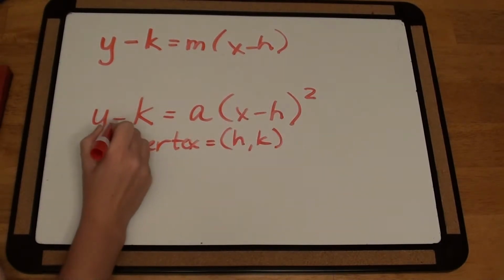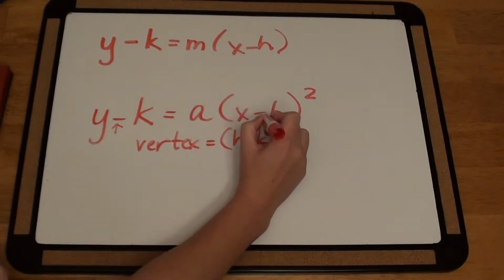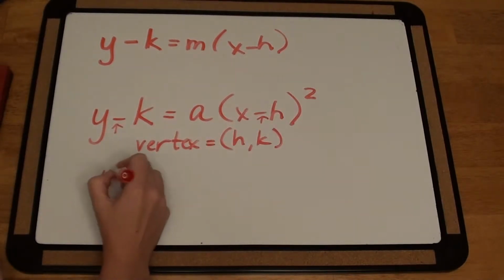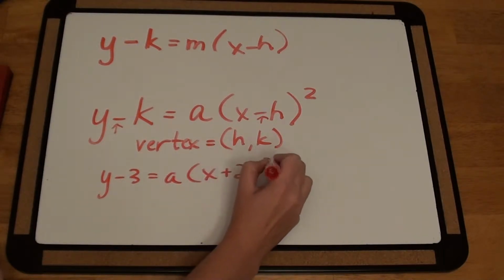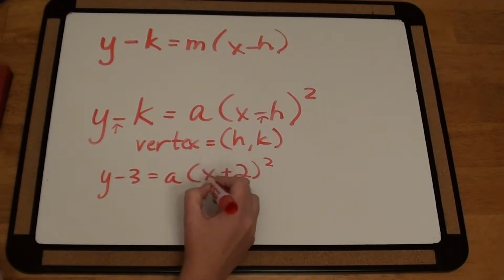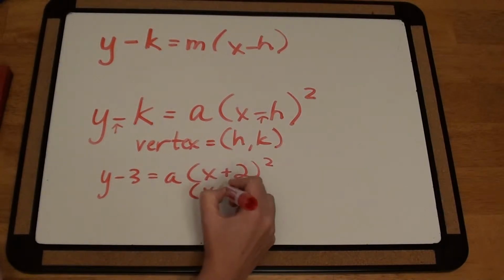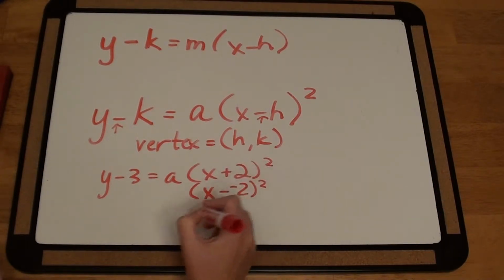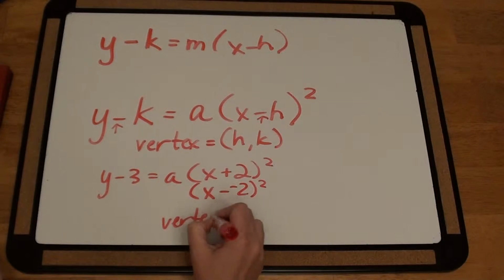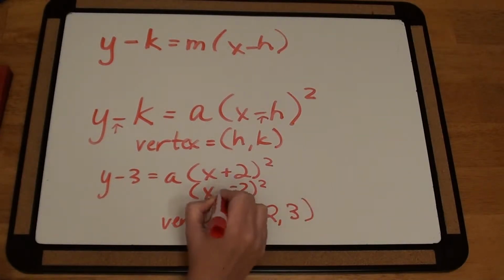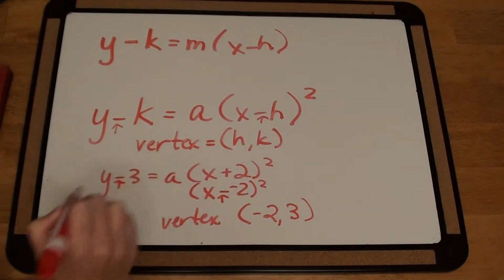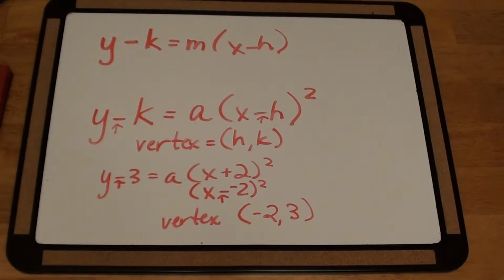Now notice that these negative signs must be here. If we had y minus 3 equals a times (x plus 2) squared, the formula requires a negative sign. So it would really look like x minus a negative 2, squared. And our vertex in this situation would then be negative 2, 3, because this negative must be here. So don't just pull out whatever number's back there.